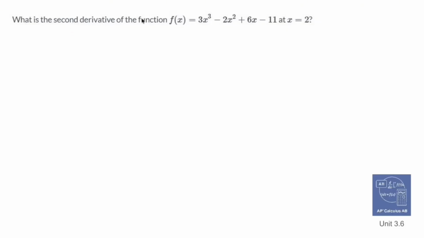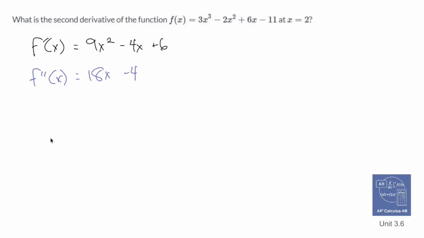What is the second derivative of the function f of x equals 3x cubed minus 2x squared plus 6x minus 11 at x equals 2? All right, well, power rule a bunch of times to start us out, right? 3x cubed becomes 9x squared. 2x squared becomes 4x. 6x becomes 6, and negative 11 goes away. F double prime is going to be, power rule again, 18x minus 4, 6 becomes 0.